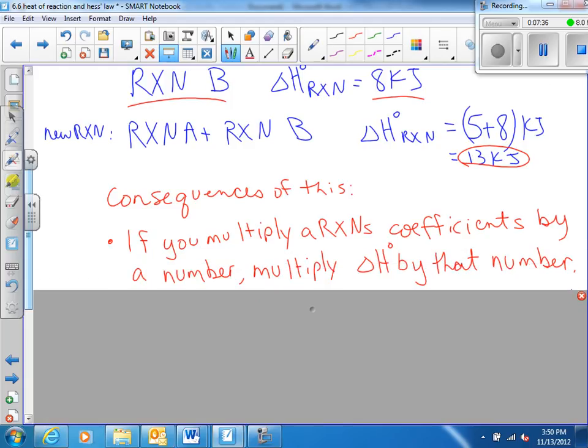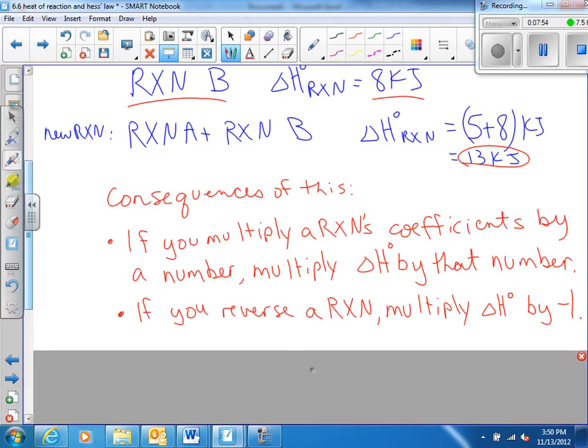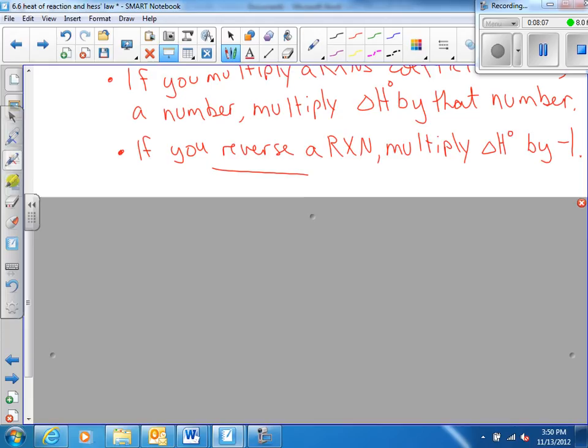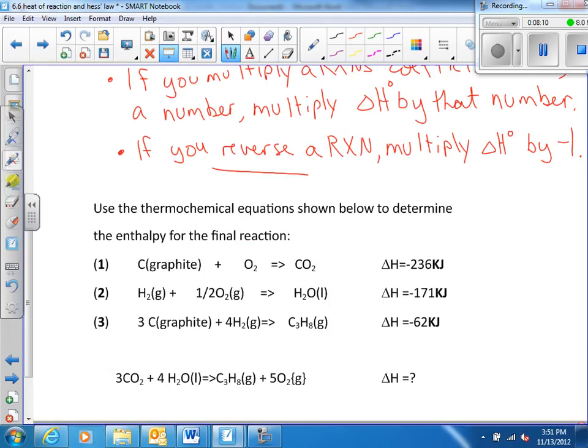First is, if you multiply a reaction's coefficients by a number, you have to also multiply the heat of reaction by that number. And I need to put that in there. Okay, and the other consequence is if you reverse a reaction, you have to multiply the heat of reaction by -1. When we say reverse, we're turning the products into reactants and the reactants into products. So what does this look like? How do we apply this? We're going to use this for the following problem.